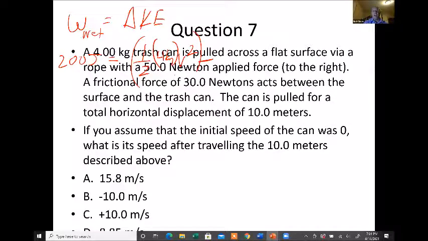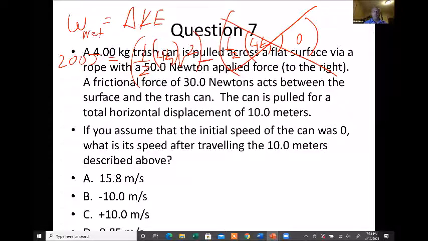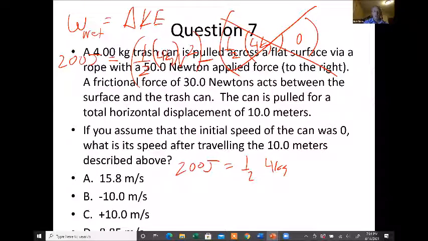So that's final minus initial. Well, the initial velocity of this trash can was 0, so this all goes to 0. So that doesn't really matter. So let me put it down here where you can see it a little bit better. We've got our net work, 200 joules, and that's equal to 1/2 times 4 kilograms times that final velocity squared, not to the second, not to the 2.